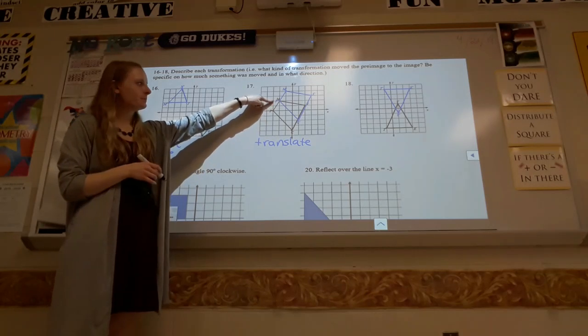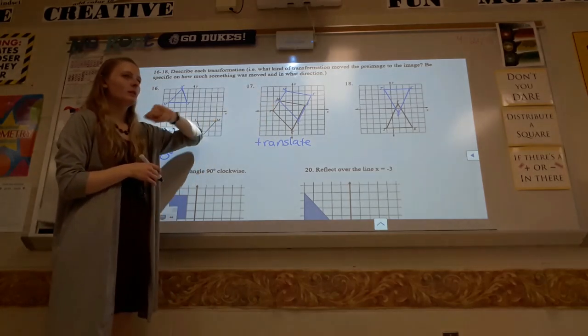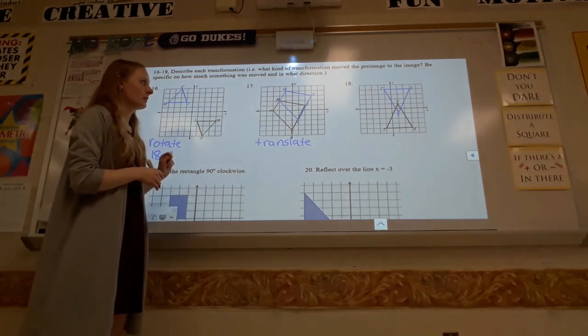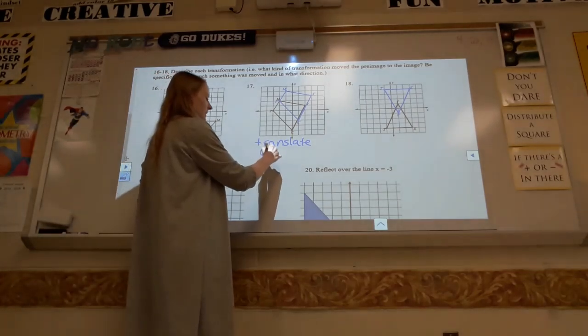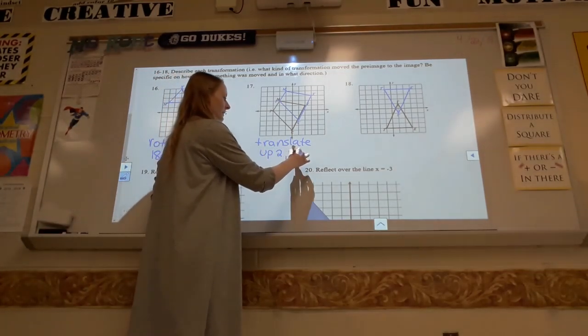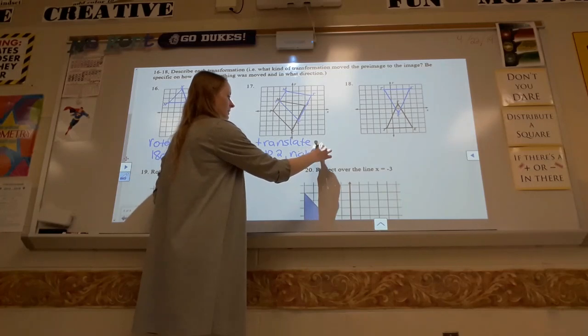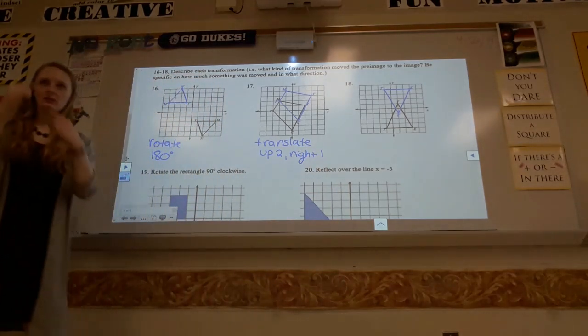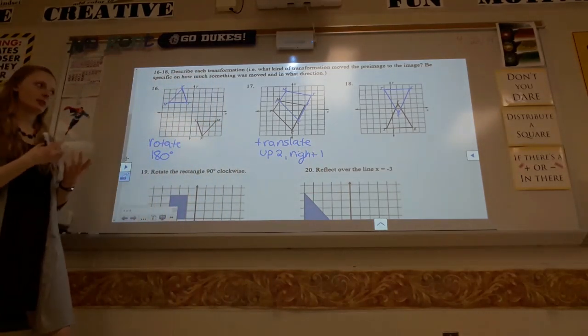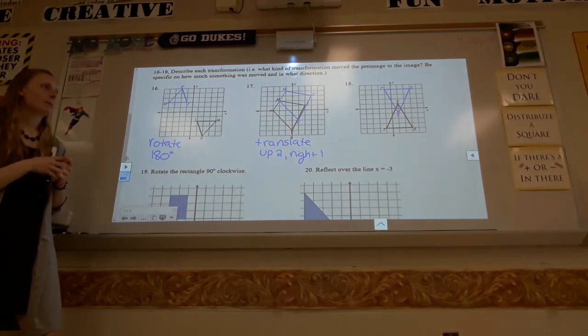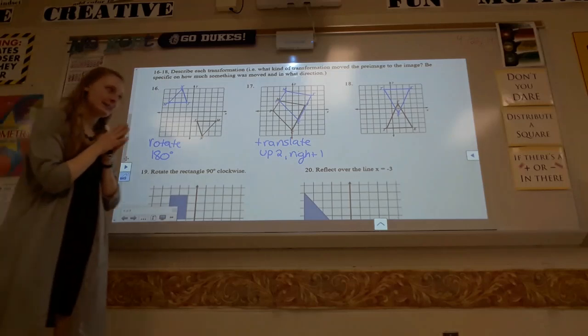Isn't it up 1 to the right? Up 2 to the right 1. Okay, so you can say up 2, right 1. That would be true for any of the points, but you can just pick 2 reference points to see what the change was, and that'll tell you what your translation is. Okay? What about the last one? That's reflected. That is a reflection.